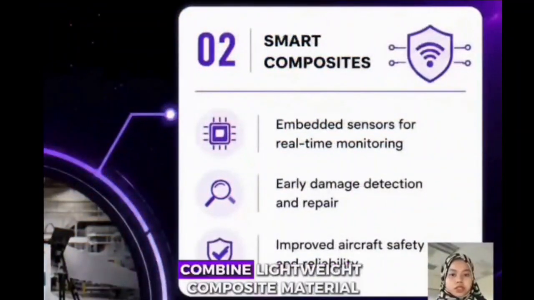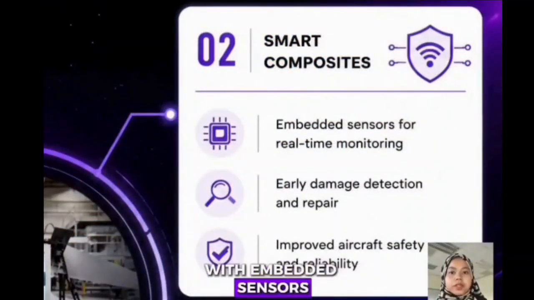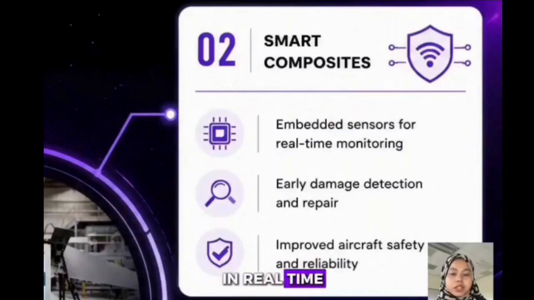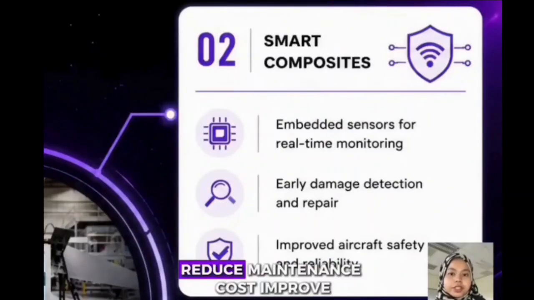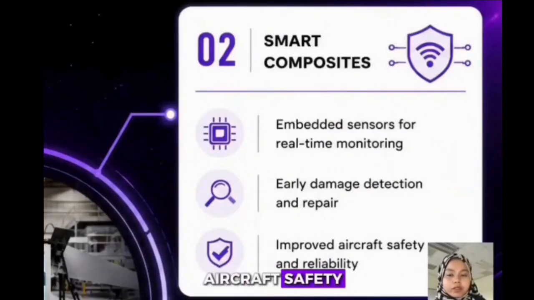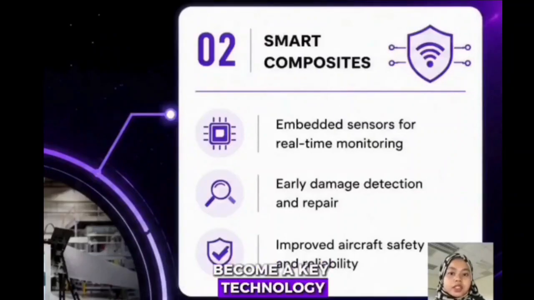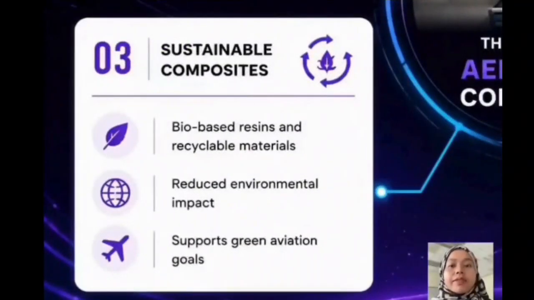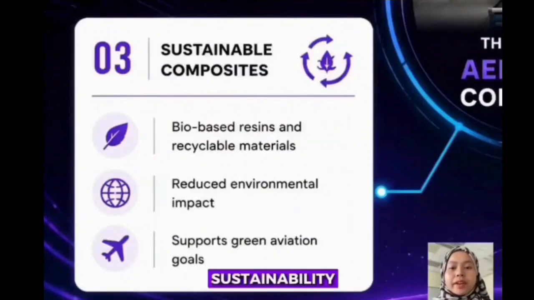Smart composite structures combine lightweight composite material with embedded sensors to monitor structural health in real time. They provide early damage detection, reduce maintenance costs, improve aircraft safety, and are expected to become a key technology in future aerospace engineering. Sustainable composites are environmentally friendly materials that improve aircraft sustainability.